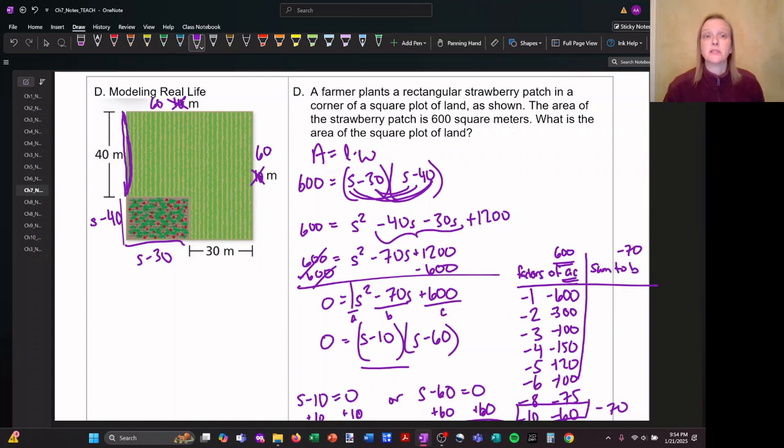If I had originally 60 meters by 60 meters, then the original area of the square plot of land, 60 times 60 is 3,600 square meters of land. I hope this helped.